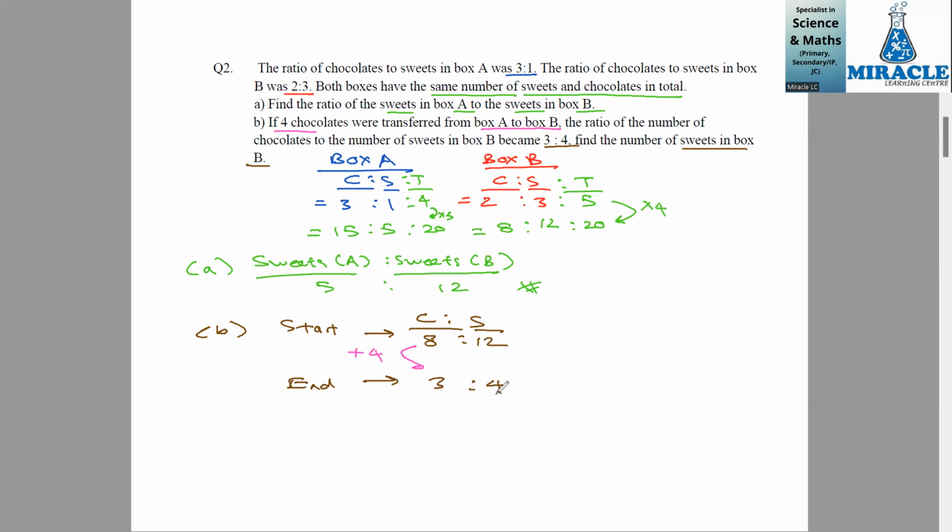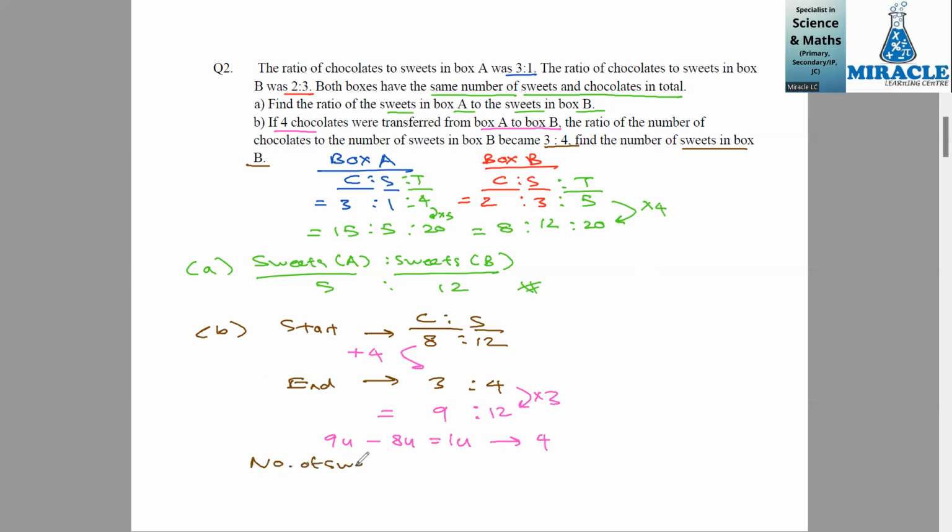So between 12 and 4, the lowest common multiple is 12. And we get 12 from 4 by multiplying it by 3. So we do the same for the left-hand side. 3 times 3 gives us 9. So the difference in units for the start and in the end represents 4. So 9 units minus 8 units is equal to 1 unit. And this represents 4.